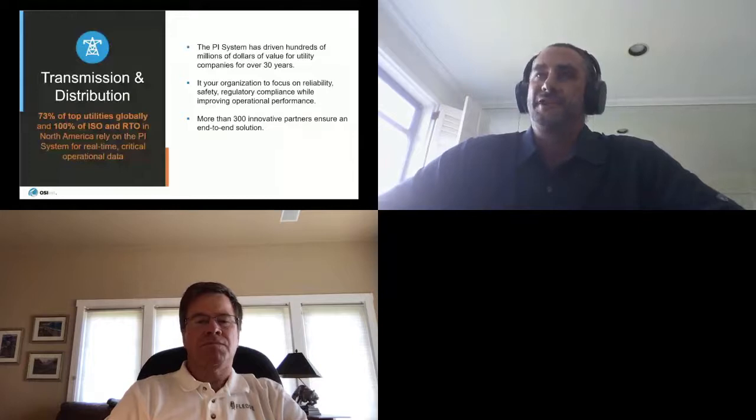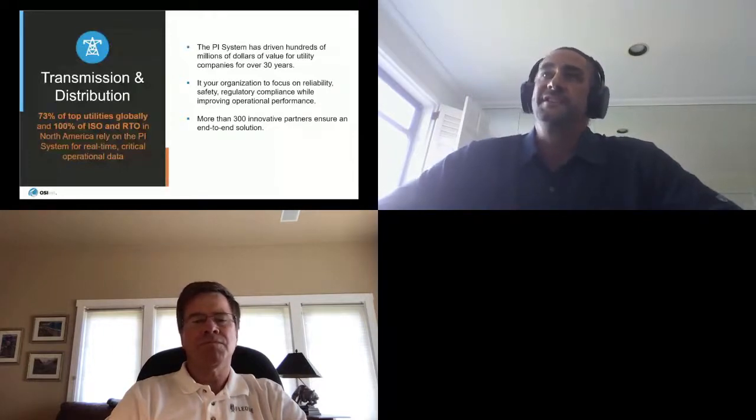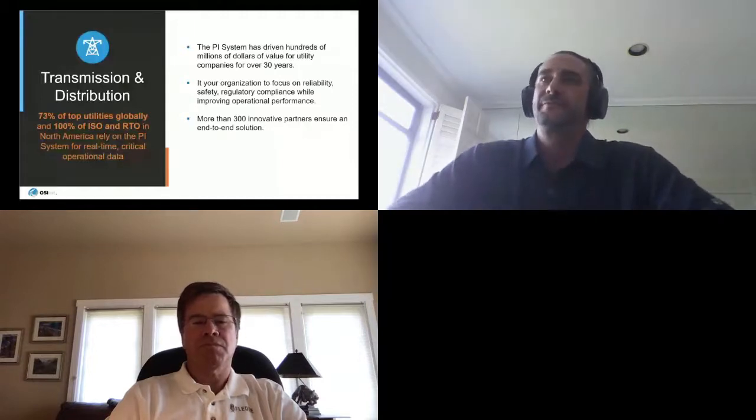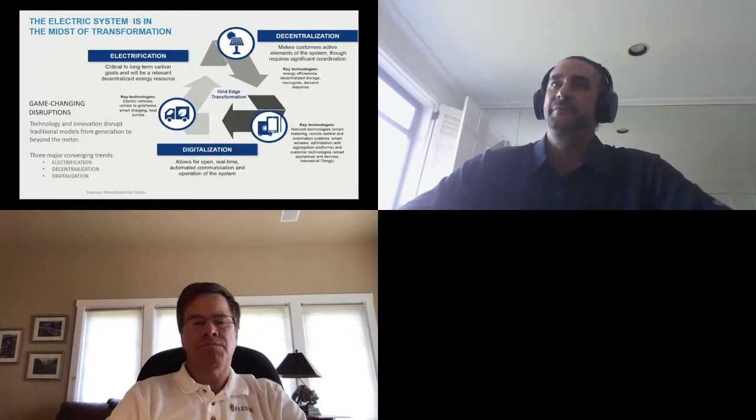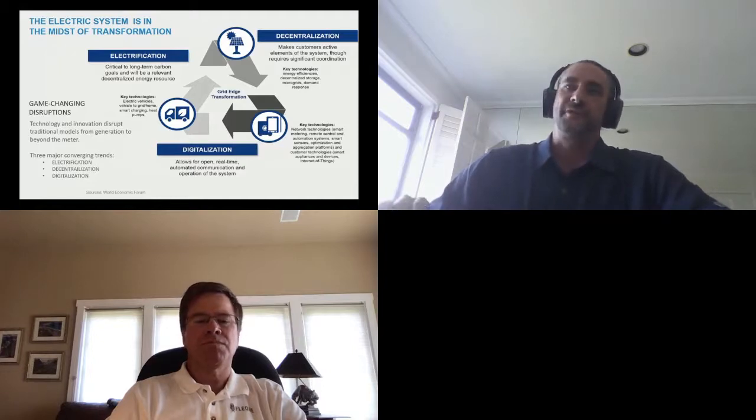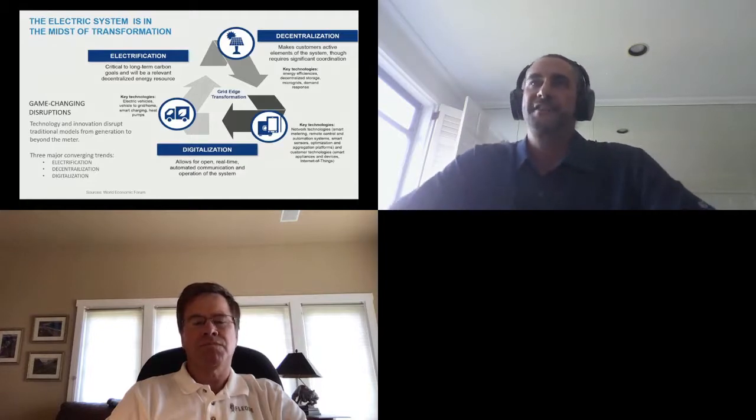So now let's talk about the grid. The grid is in the midst of transformation by three main game-changing disruptions: electrification of large sectors of the economy, decentralization by the sharp decrease in cost of DERs, and digitalization of grid, meter, sensors, etc. These three disruptions act in a reinforcing and amplifying feedback loop. Now let's go deeper into each one of them. Next slide, please.